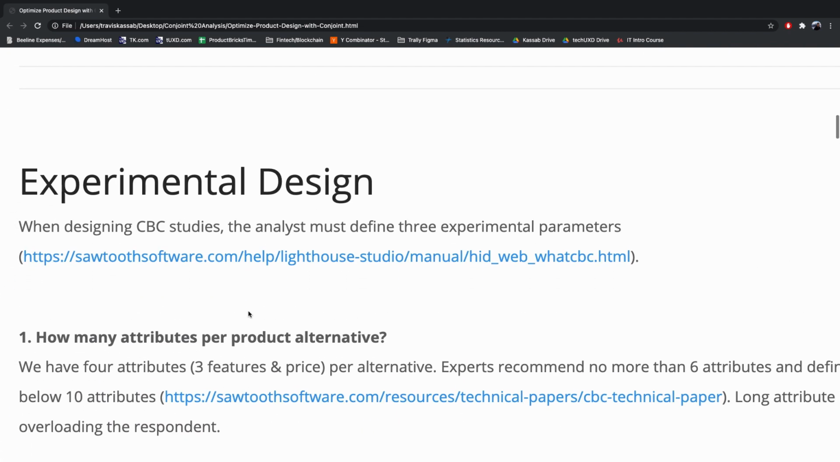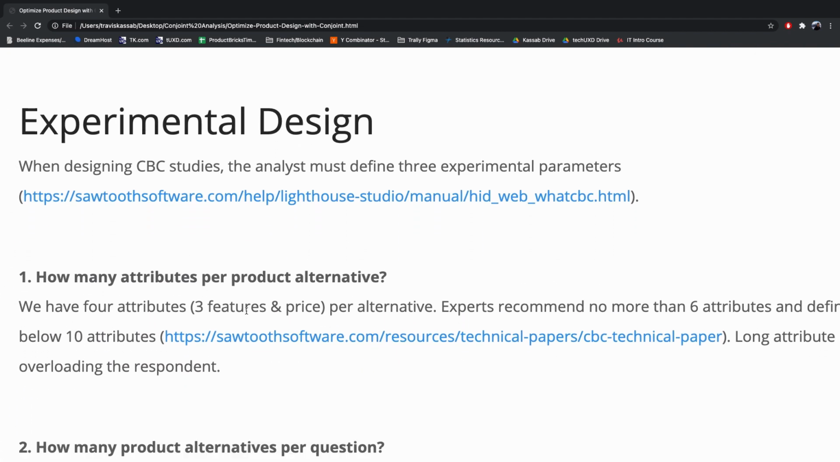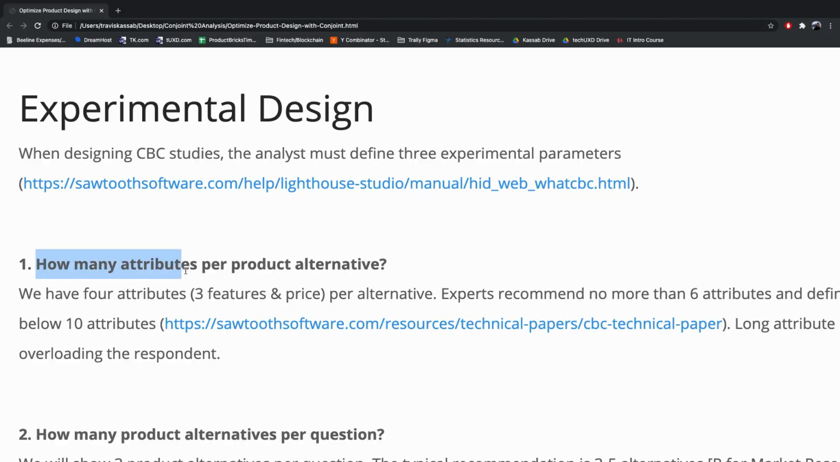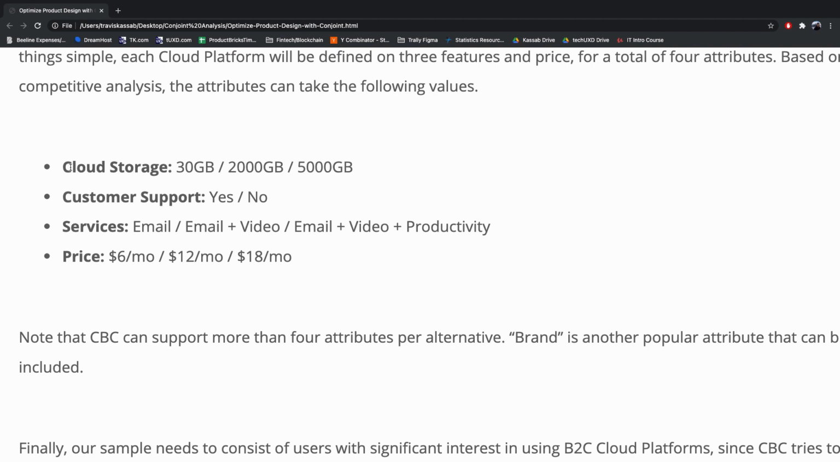Okay, so when you think about designing your CBC, I'll start calling it that, choice-based conjoint study, as the researcher, you have to define 3 parameters up front. First of all, how many attributes per product alternative, right? So in this case, we have 4 attributes.